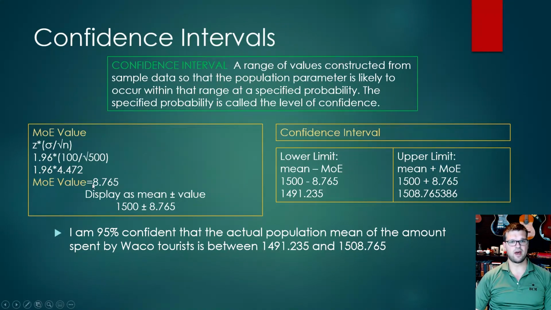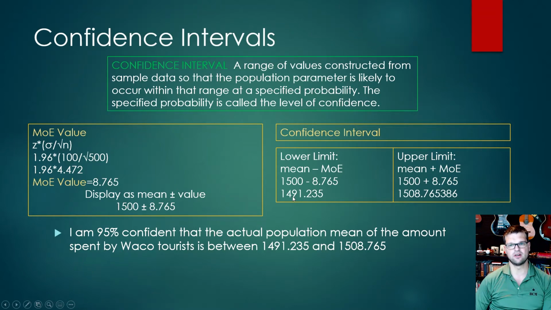The margin of error values, so remember from the previous, we had the value of 1500 plus or minus 8.765. And so that is the margin of error. We say that we are 95% confident that the actual population mean is going to be 1500 plus or minus 8.765. So we could leave it as that, or we could give actual values. And when we want actual values, that's referred to as the confidence interval.